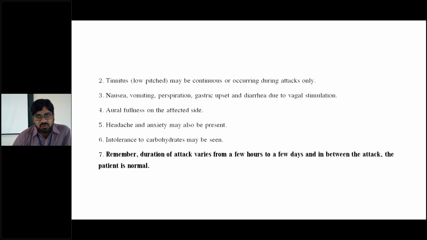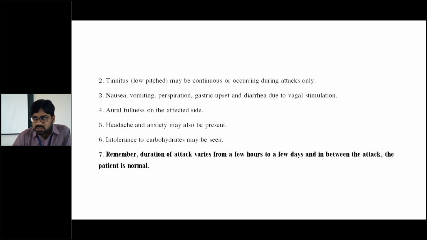And the second feature, the first one was episodic vertigo. So episodic spontaneous vertigo is one of the features of Meniere's disease. And the second one is tinnitus, which is generally low pitch, and the patient may also have nausea, vomiting, and perspiration, gastric upset, and diarrhea due to vagal stimulation, and aural fullness on the affected side. Because it's filled with some fluid, right? So the patient will have aural fullness. Headache and anxiety may also be present.